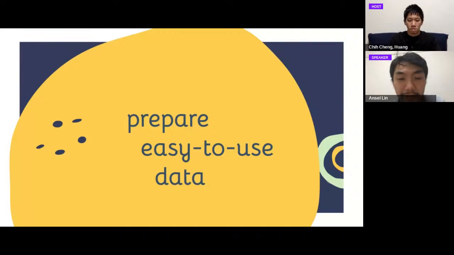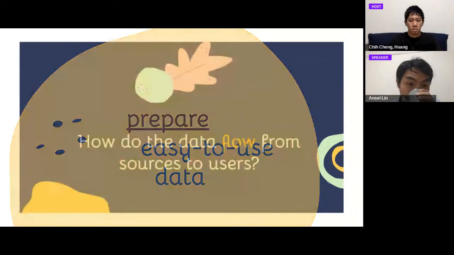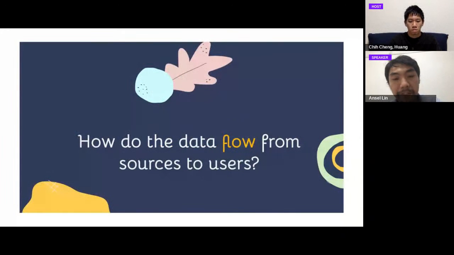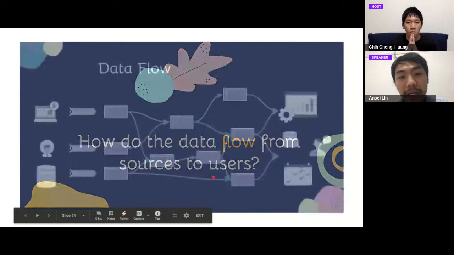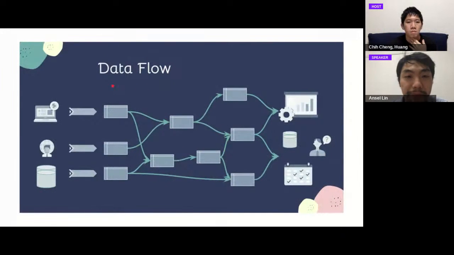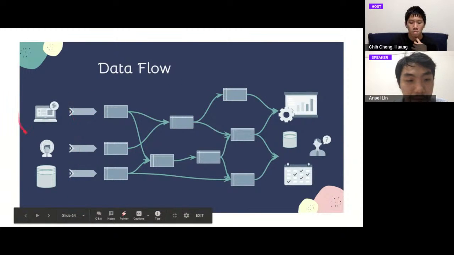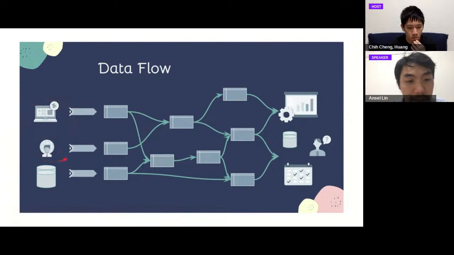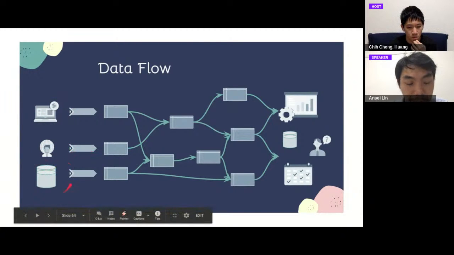Then next, let's move on to the process of data preparation. So how do we prepare the data? First we have to understand how the data flows from the source to the user, which we will call the data flow. In the enterprise, the data flow might look like a network and be very complicated. But basically, we will have the data sources, external sources, for example, some web application service, some customers or users importing data, or some external database.